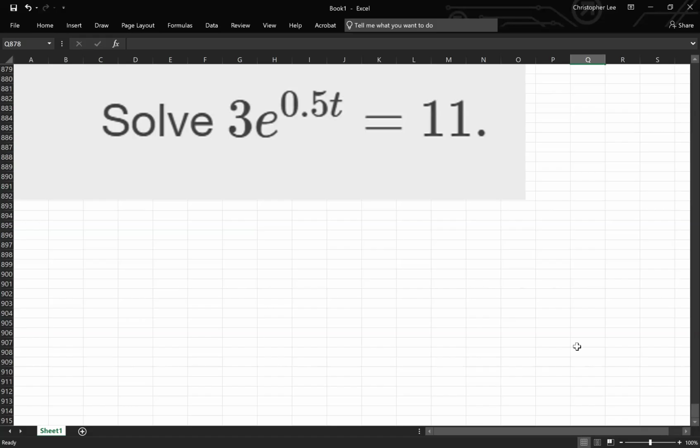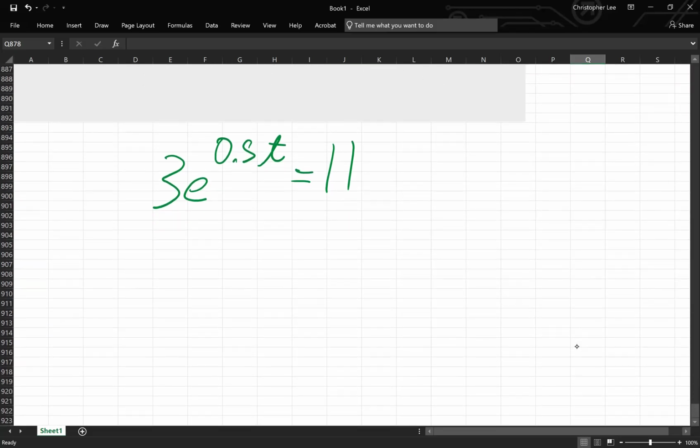All right, anyway. I have 3 e to the 0.5t is equal to 11. What should I do? Divide by what? 3. Good. So divide this by 3. I do to one side, I do to the other. So now I have e to the 0.5t is equal to 11 over 3.